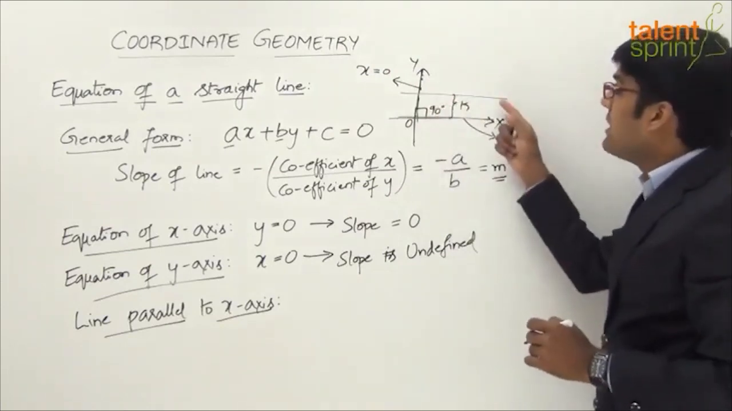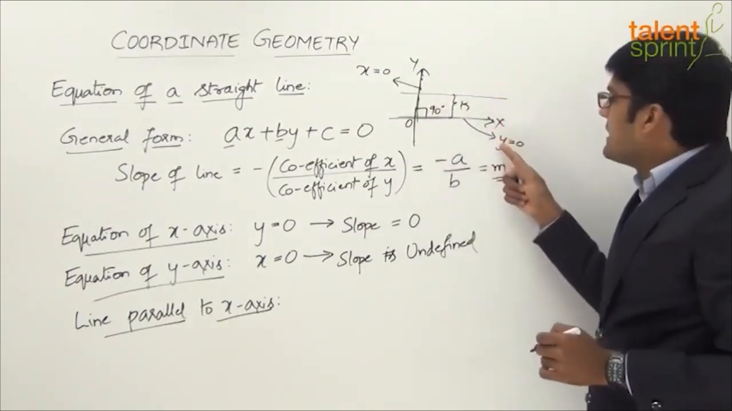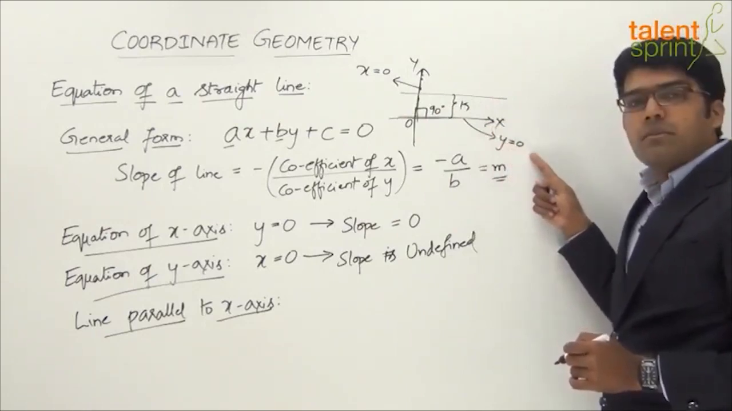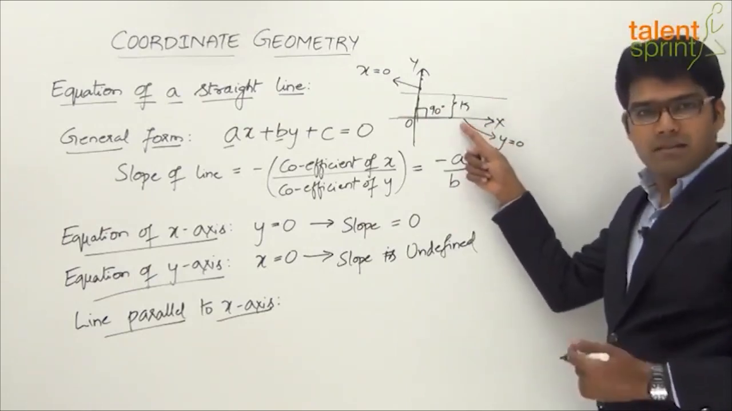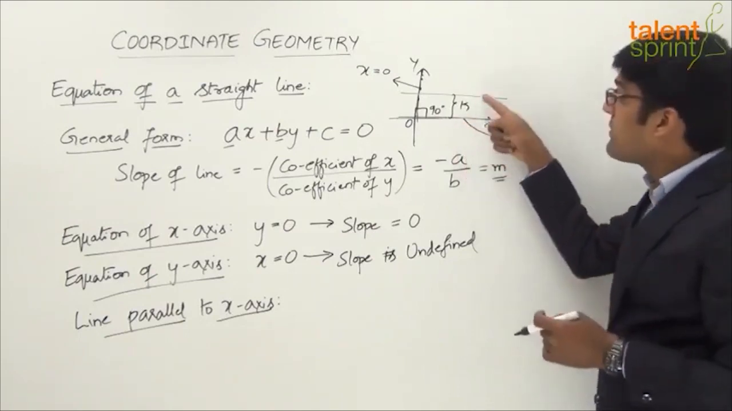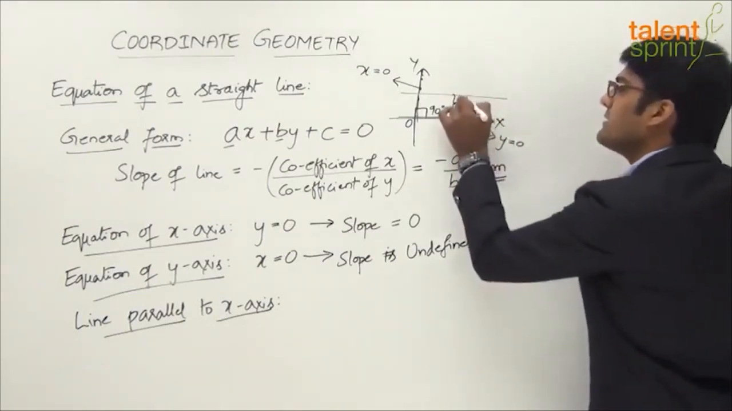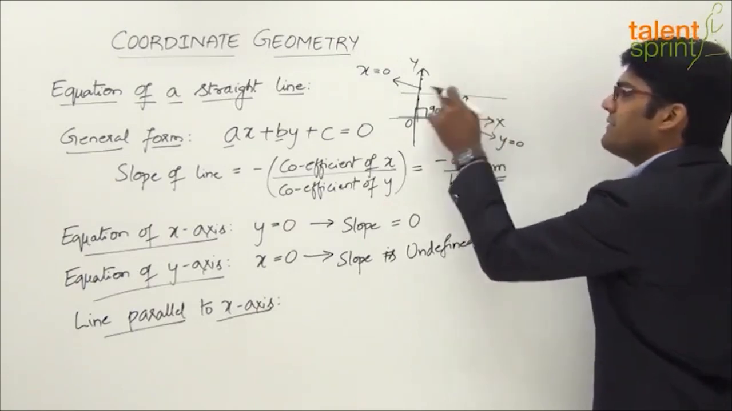Now how do you get the equation of this line? See, for x-axis the equation is y equal to 0, because the y coordinate is 0, the vertical distance is 0. But for this line, what is the vertical distance? It is k units. K is the distance of the line from x-axis.